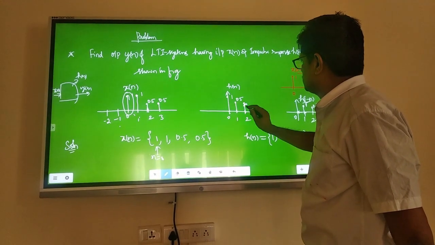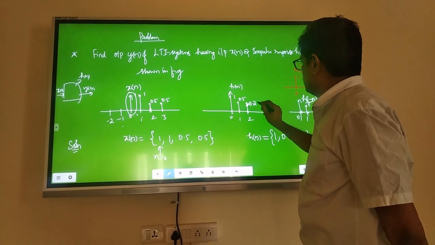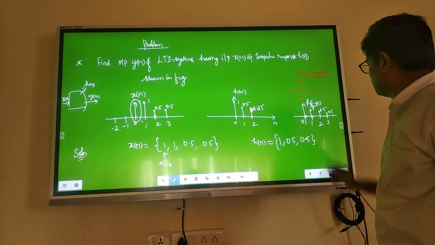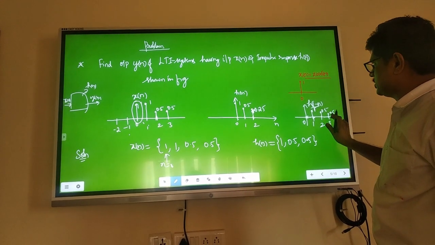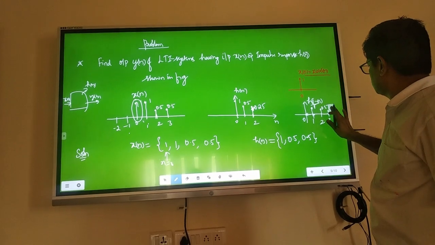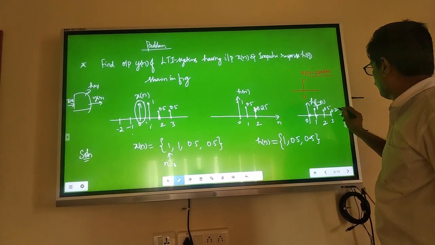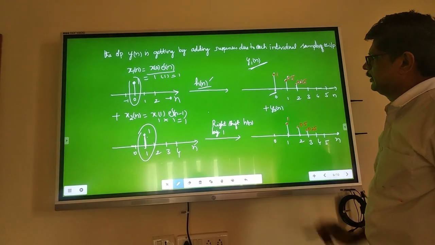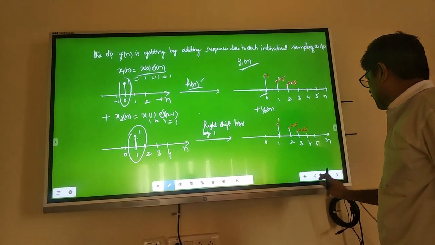Sorry, you can change this. This is 0.25. It is not 0.5. There it is, both are 0.5. Now that's why here also this is 0.25. Therefore, the answer is 0.25 every time. Correct. Now, right shift by 1.